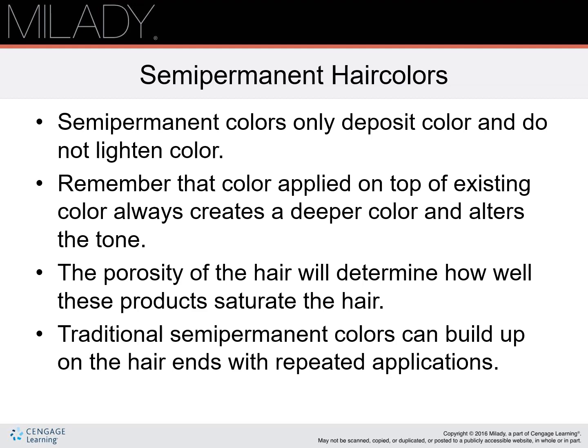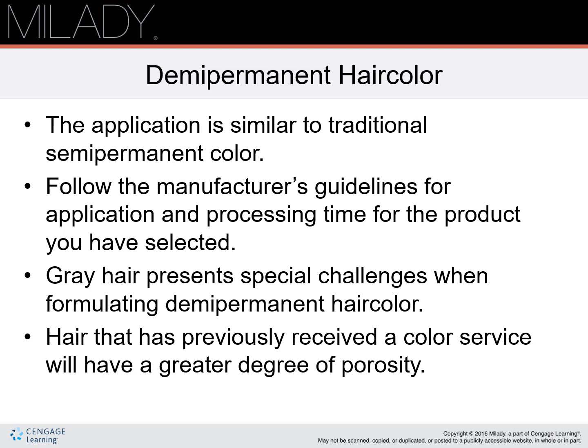A strand test is going to help determine the formula and the processing time before the service. Now, demi-permanent hair color. The application procedure for demi-permanent hair color is similar to that of the traditional semi-permanent color, since neither process alters the hair's natural melanin or produces lift. Very similar to semi-permanent. Always follow the manufacturer's directions. This needs to be followed for application and the processing time.